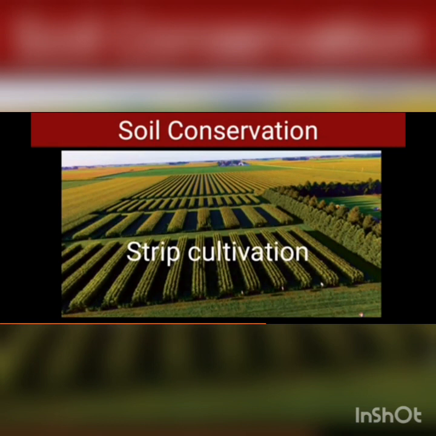The next is strip cropping. In strip cropping, the crops are grown in alternate strips of land to check the impact of winds. The crops are grown perpendicular to wind or water, and act as dams to the water.